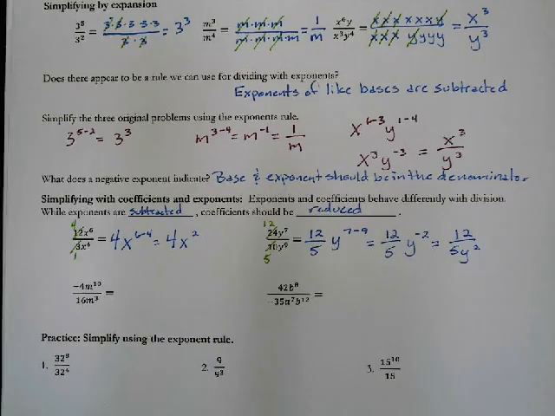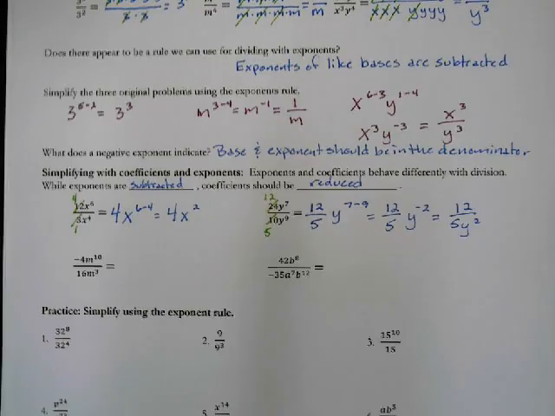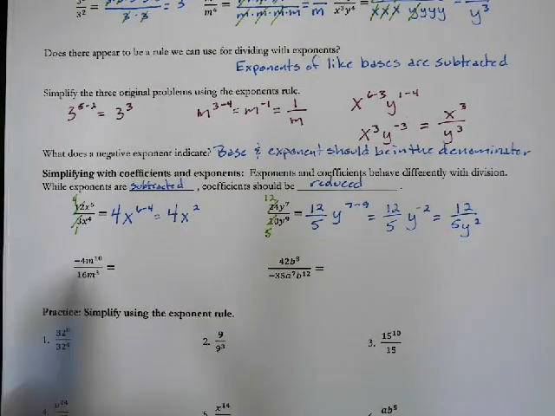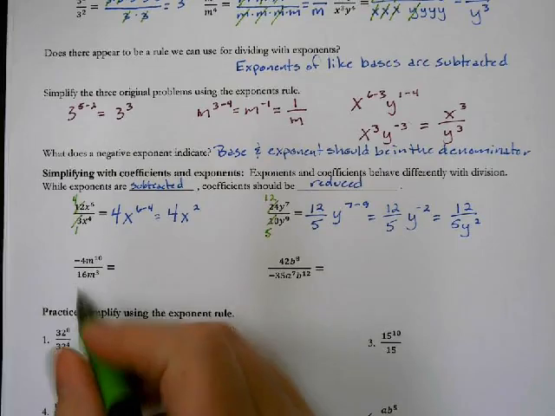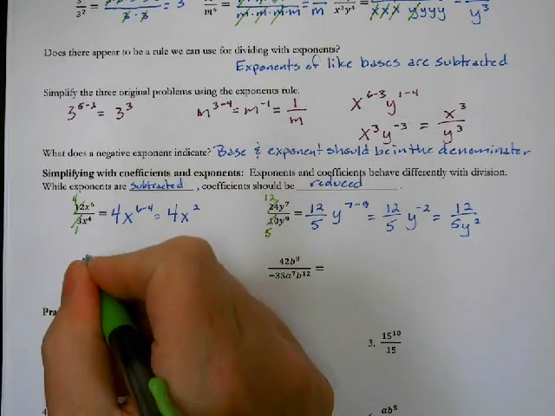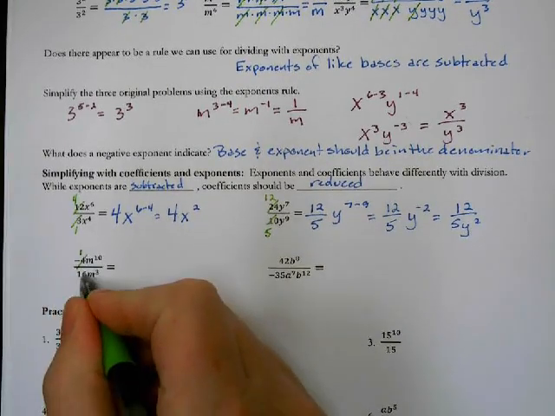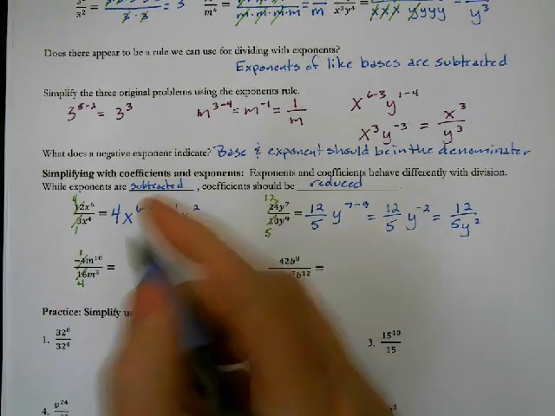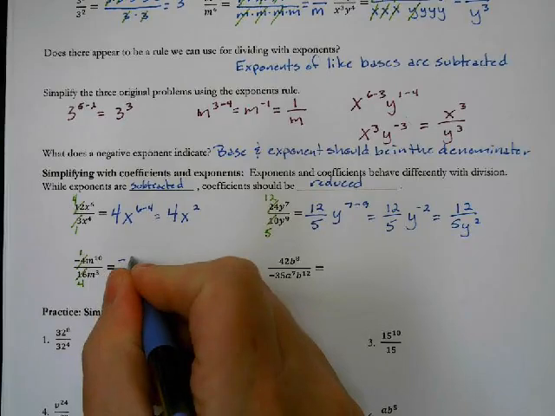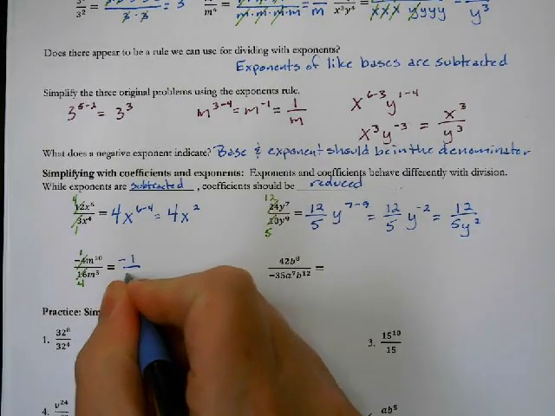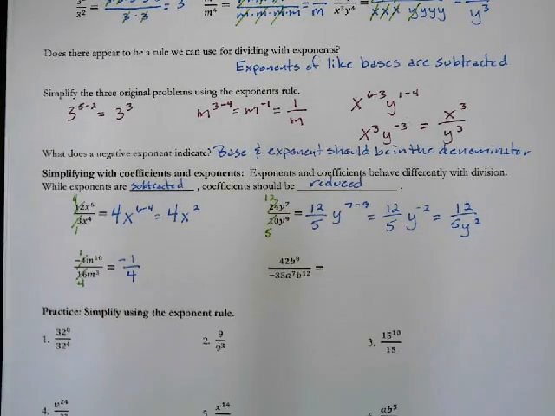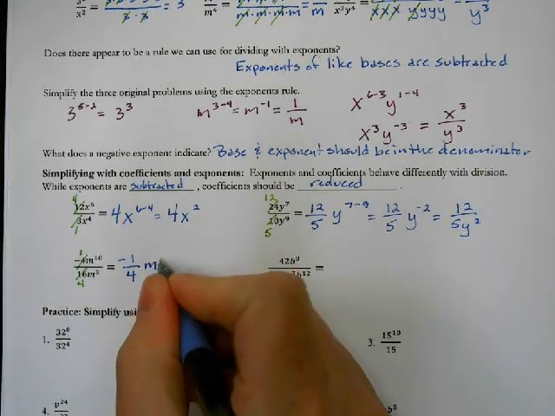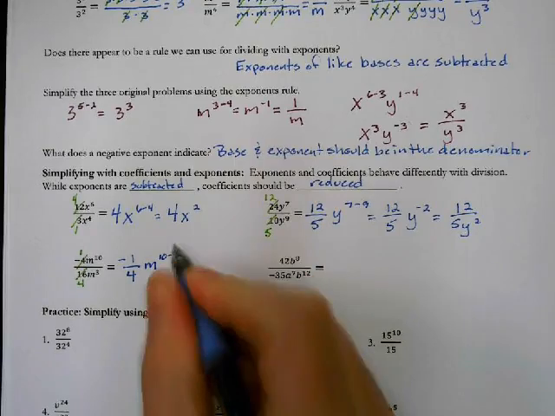Next one. For this one, I've got -4 over 16. So those are my coefficients. I'm going to reduce them first. 4 goes into 4 once. 4 goes into 16 4 times. So 4 over 16 reduces to 1 over 4. And it's negative because of this negative sign here. And then I've got m to the 10 minus 3. 10 minus 3 is 7.